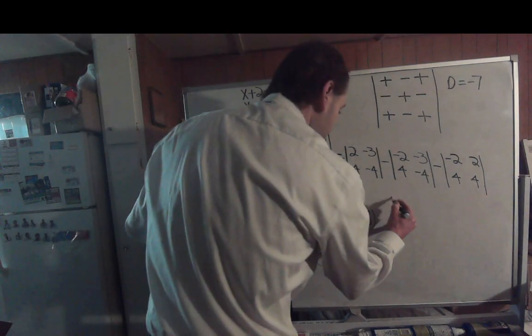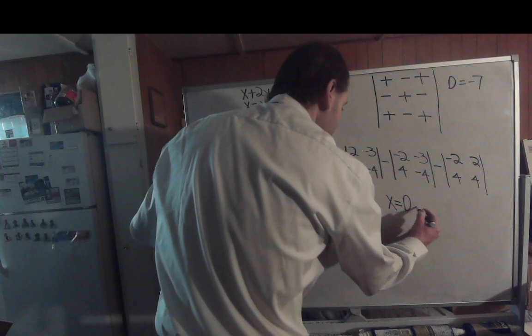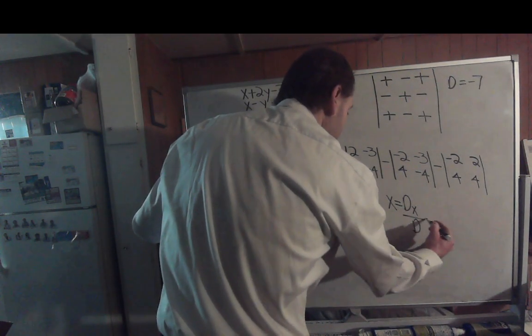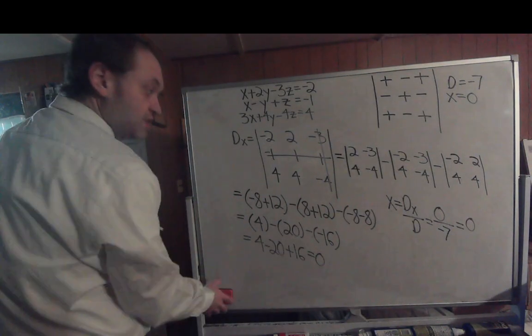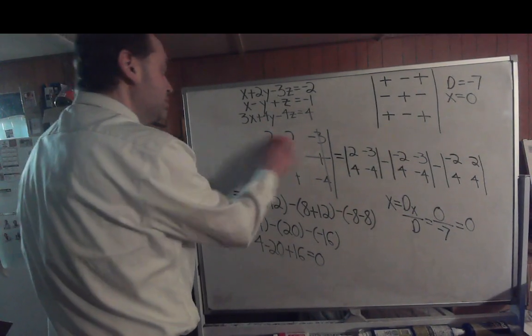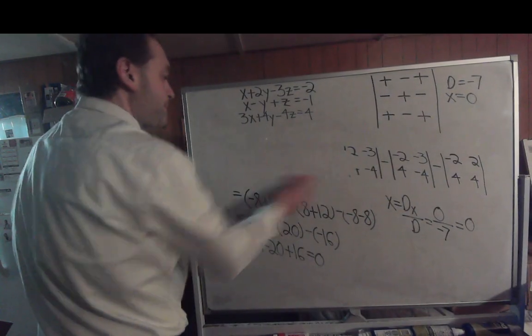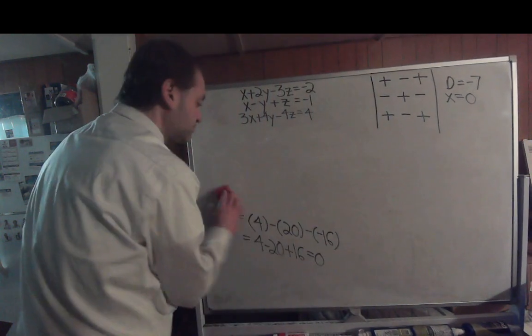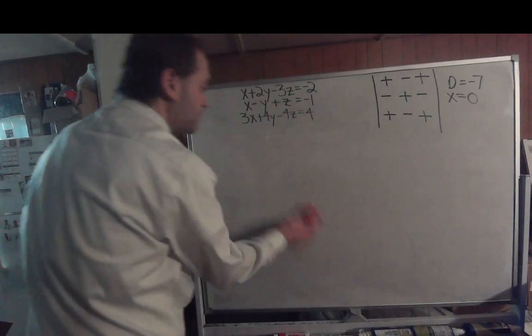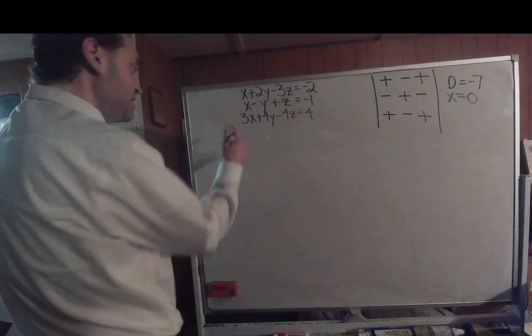Now, to find x, you'll take your d sub x and divide that by your d. D sub x was a value of 0. Divide that by -7 for your d, and then you just get an x value of 0. So x is 0. I'm going to write that up here. We got x to be 0. Now let's solve for d sub y and ultimately y. Alright, so d sub y.